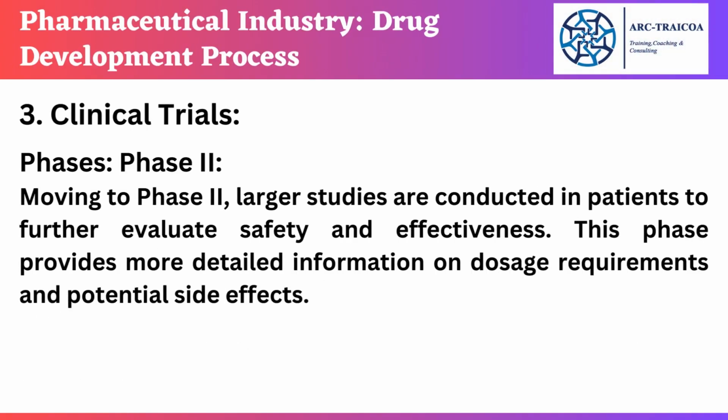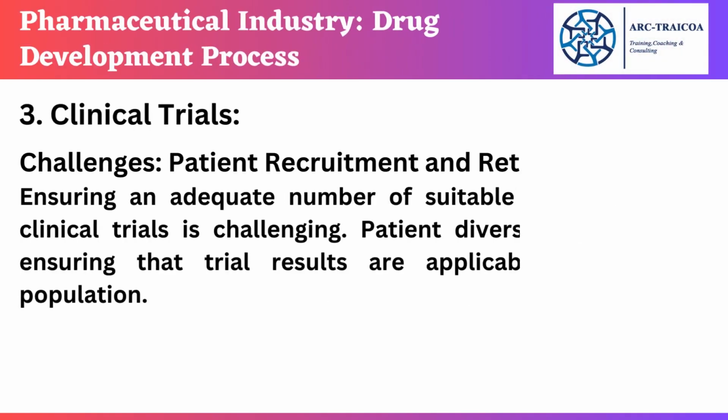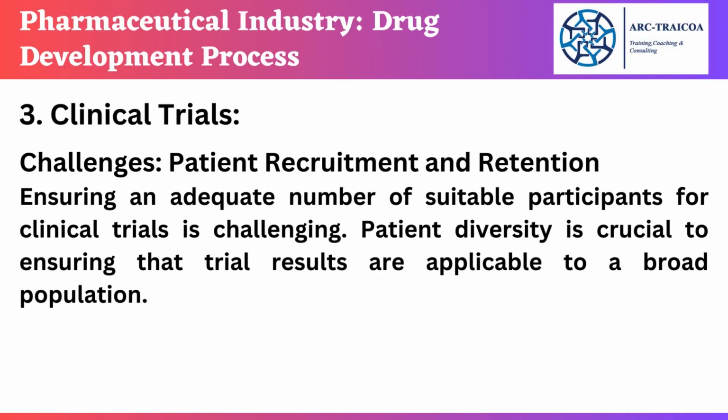Phases. Phase 2. Moving to Phase 2, larger studies are conducted in patients to further evaluate safety and effectiveness. This phase provides more detailed information on dosage requirements and potential side effects. Phases. Phase 3. Phase 3 trials involve large-scale studies in diverse patient populations. The main objectives are to confirm the drug's efficacy, monitor side effects comprehensively, and generate statistically significant data to support regulatory approval.